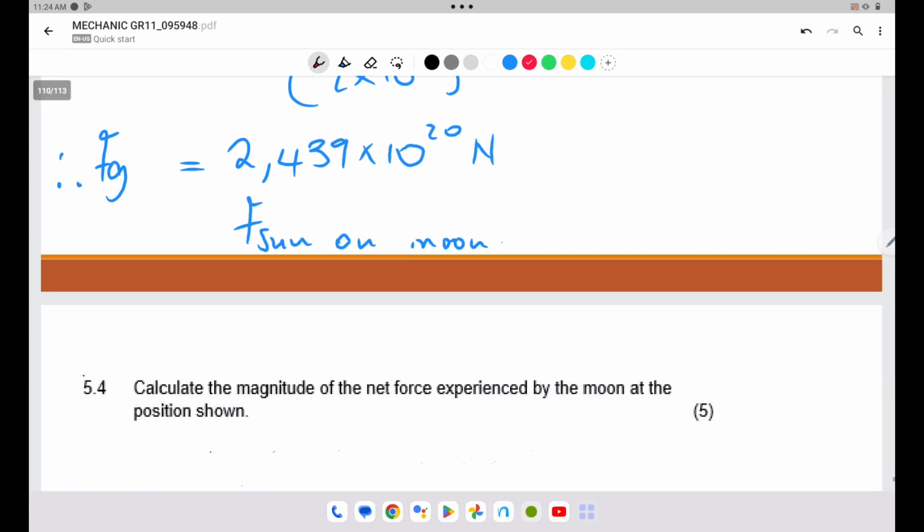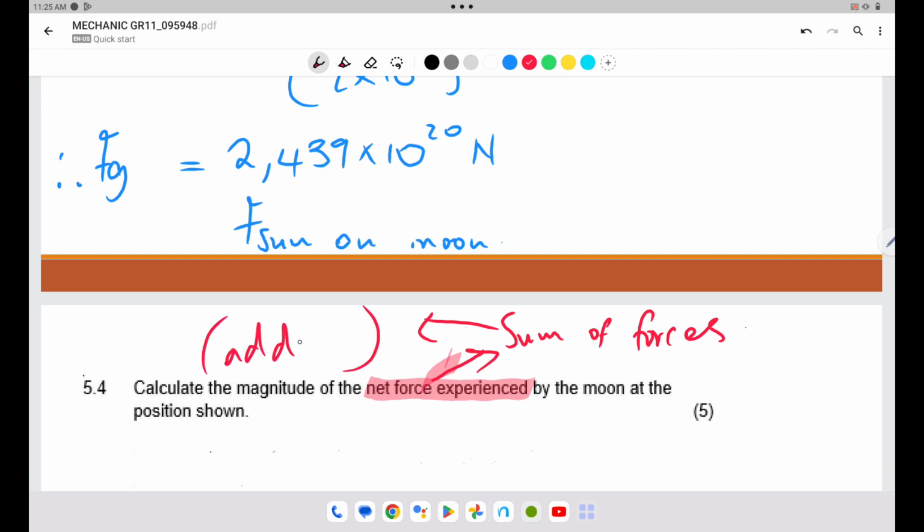The last question says, calculate the magnitude of the, I'm interested in this, net force experienced by the moon. Remember what net force is. When we talk about net force, we are talking about the sum of forces. And when we talk about sum from mathematics, this has to do with addition. So we're talking about adding forces together here.